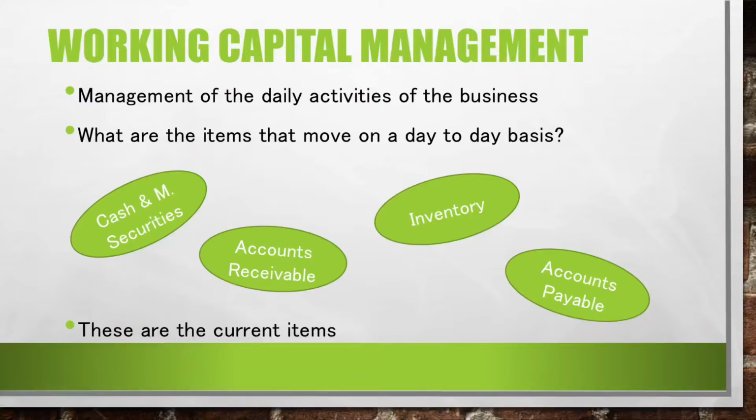So if you're going to notice, it is the current items that fluctuate on a day-to-day basis. We have cash, accounts receivable, inventory, and accounts payable. Again, these are the current items. So what does it mean when we talk about working capital? It can mean any of the two.